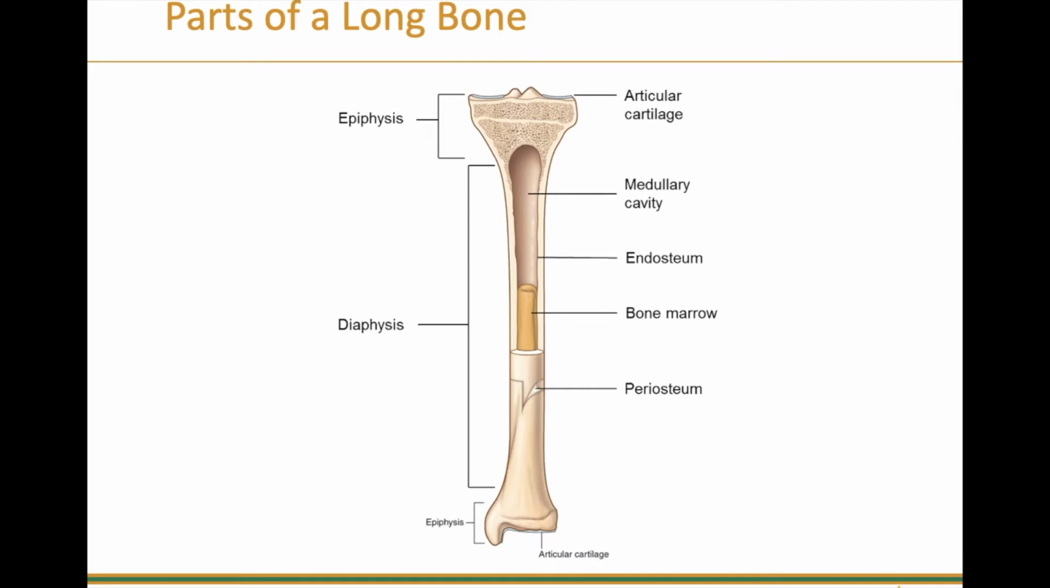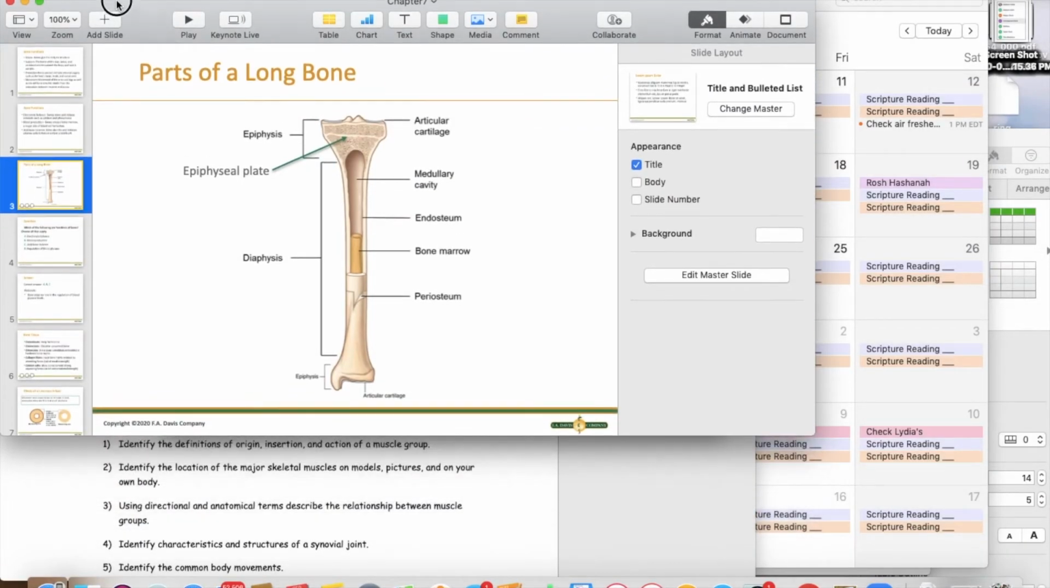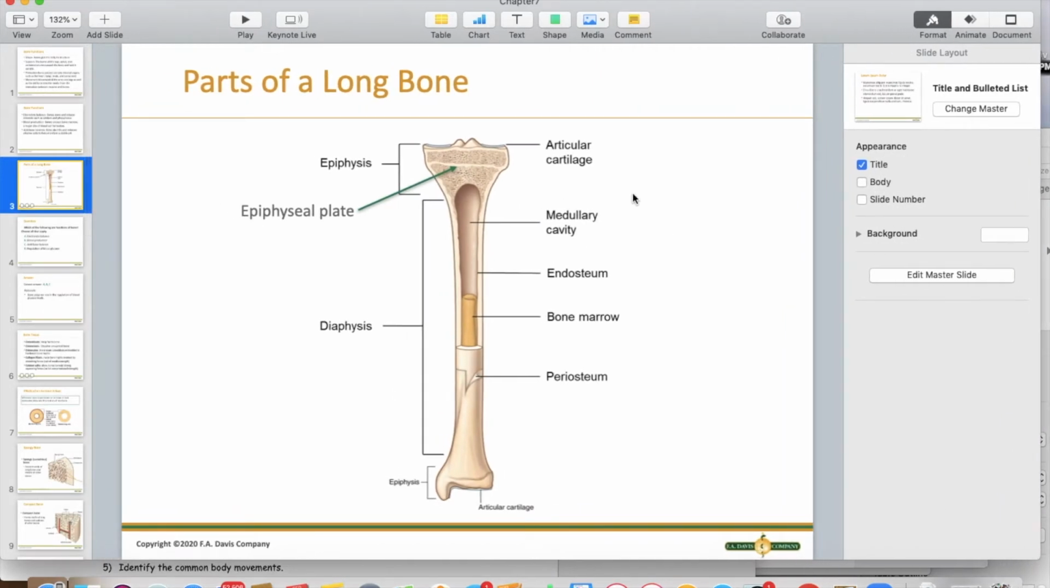Then we need to know next the parts of a long bone. So if you took a bone, this is actually a tibia, and sawed it in half, you would see the inside. So the end of a long bone is called the epiphysis. Then this long tubular part is the diaphysis.